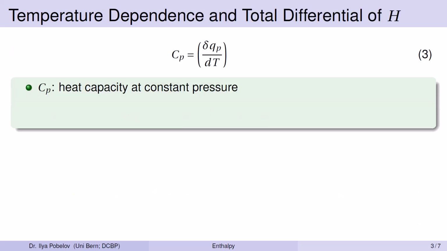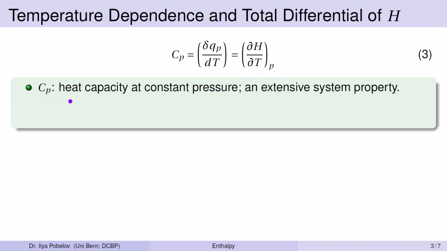Just like with internal energy, we can introduce a heat capacity for enthalpy. This quantity, Cp, is called heat capacity at constant pressure. It is the derivative of the heat exchanged at constant pressure with respect to temperature. This time, this derivative is taken along the path of the constant pressure. As we have seen, the heat exchanged along this path is equal to the change in enthalpy of the system. Hence, this quantity is equivalent to the partial derivative of enthalpy with respect to temperature at constant pressure.